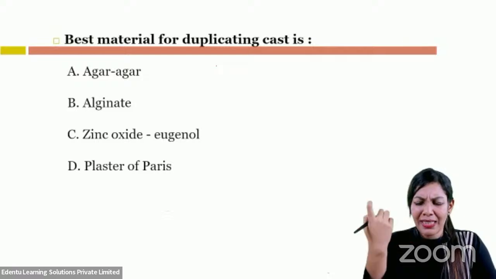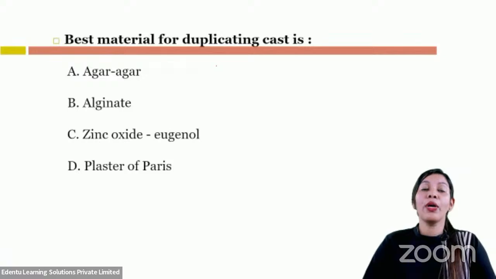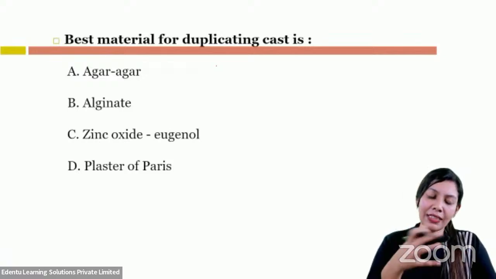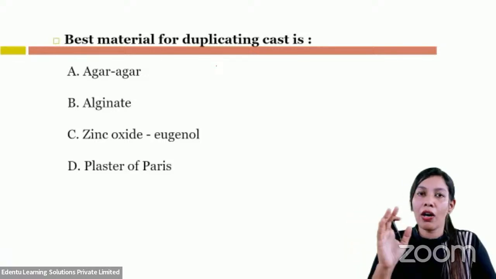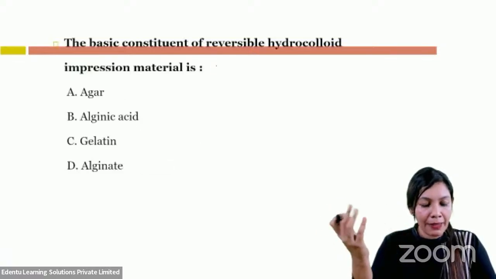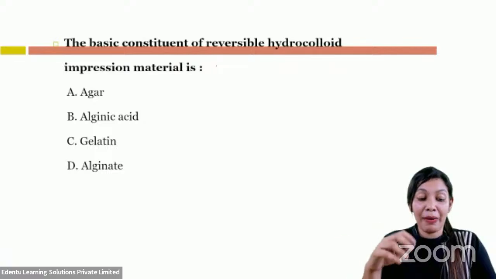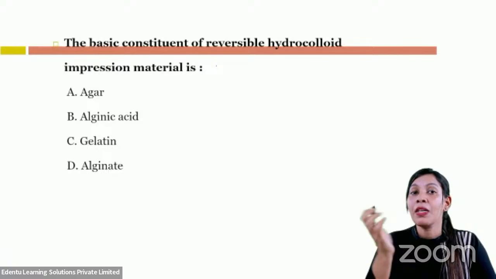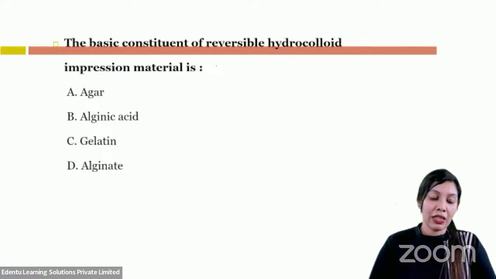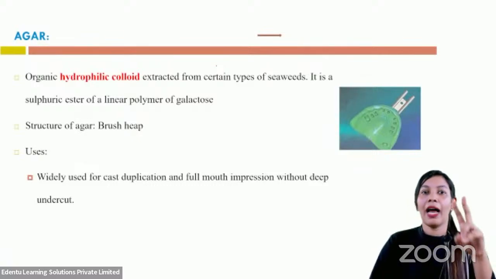So next, the best material for duplicating the cast is, of course, agar. Before I explain agar, I just added a question. The material for duplicating a cast is always agar. I'll be explaining why. The basic constituent of a reversible hydrocolloid impression is agar. Just think of the term reversible: it can come back to its normal position. It is agar, right?